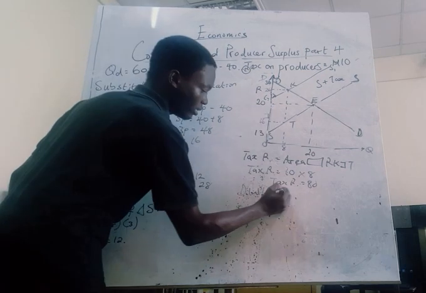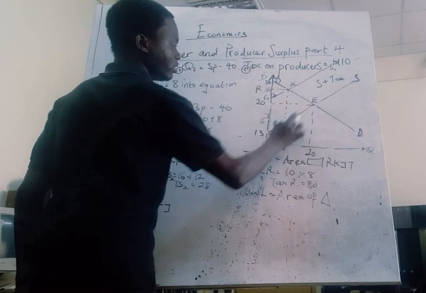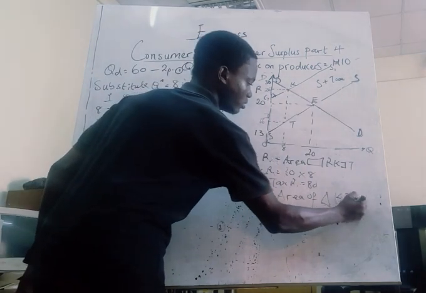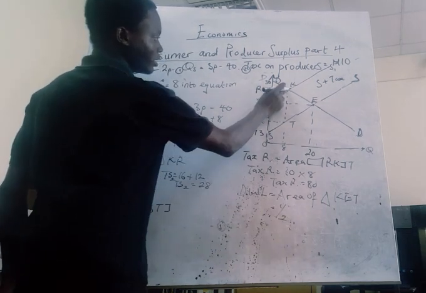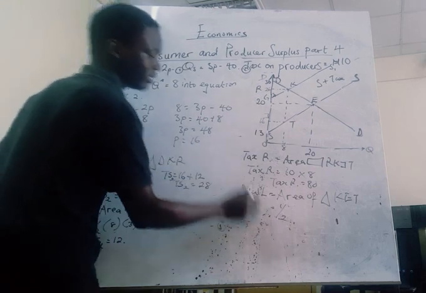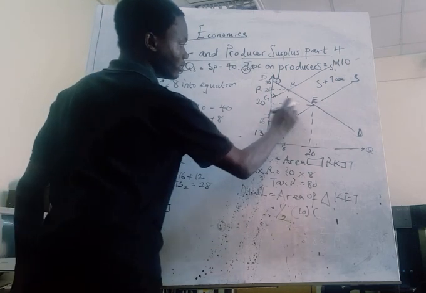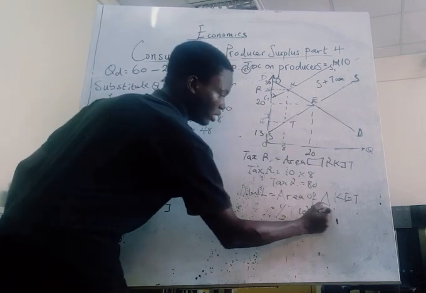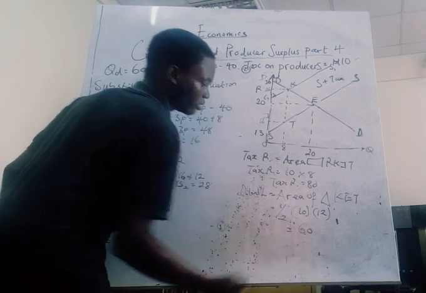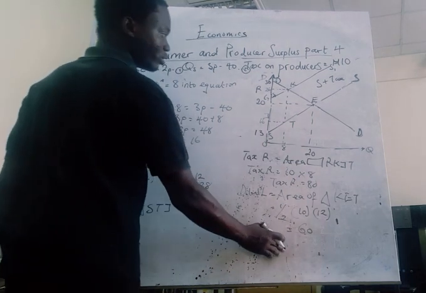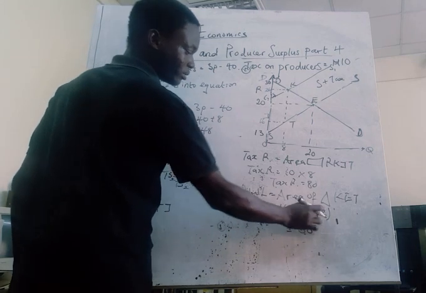Which is the area of this triangle KET. So this is half base times height. The base is the difference between 26 and 16, the distance here, which is 10. Half times 10. Then what is the height? The height is from here to here, 20 minus 8, which is 12. So this is equal to 60. All right, so the deadweight loss now is equal to 60.